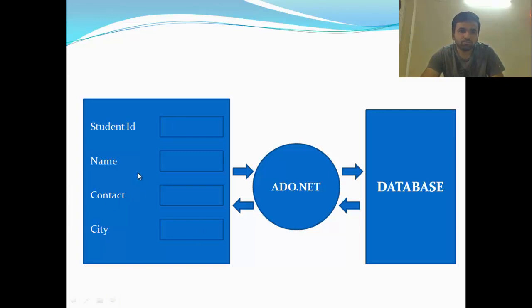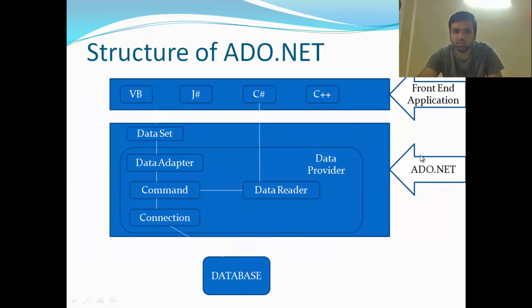Here we can see the front end application. I have designed one form. For example, I have designed this form in VB.NET and my database is here. So I want a connection between them. So here is one technology which is called ADO.NET. Here we can see front end application and database, and in between is the ADO.NET component. Basically ADO.NET is divided in two parts: dataset and data provider.